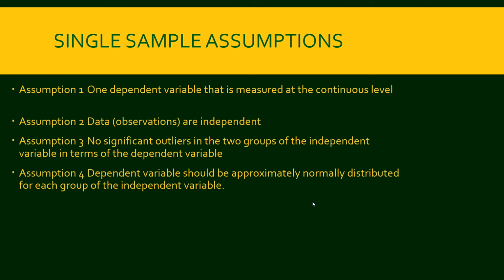First of all, right here, assumption one says one dependent variable that is measured at the continuous level. You have to have this in order to run a single sample test. If you are dealing with a dependent variable that is categorical, that is discrete, then you're going to have to run a different test completely. So for assumption one, in this particular situation, you can't even run a single sample. The results would be all wrong. So next, assumption two, if you violate this one, the observations are independent.